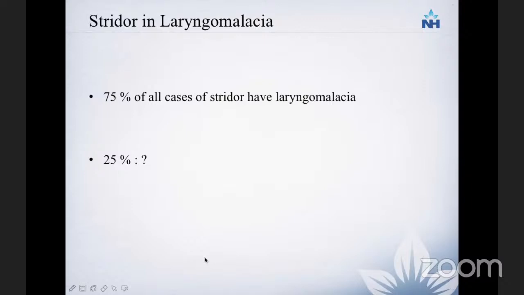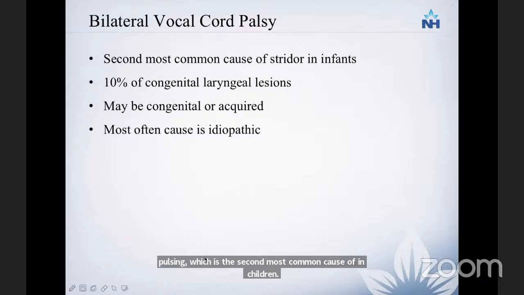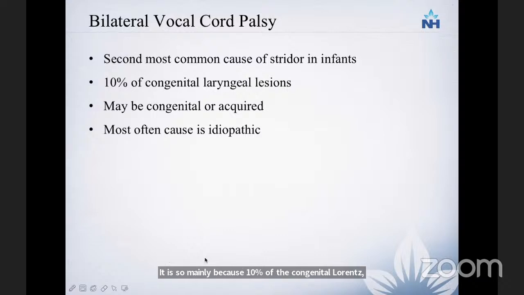So, as I told, in 75% of the cases, laryngomalacia is the cause of stridor. So, what about the next 25% of cases? First we will discuss bilateral vocal cord palsy, which is the second most common cause of stridor in children. It accounts for about 10% of congenital laryngeal lesions. It may be congenital or acquired, and most often it is idiopathic.